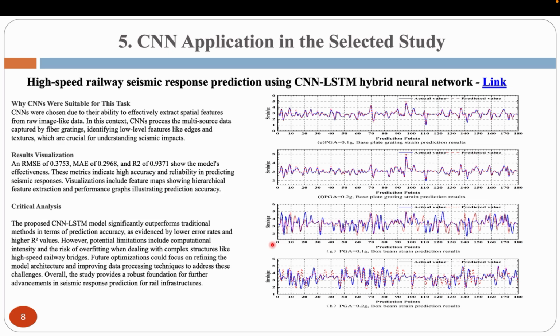If we talk about the critical analysis, here we have the limitations also, like computational intensity and overfitting risk. So we have the limitations, and for future work we can have a simplified architecture to reduce computational demand. Now moving to slide number 9.